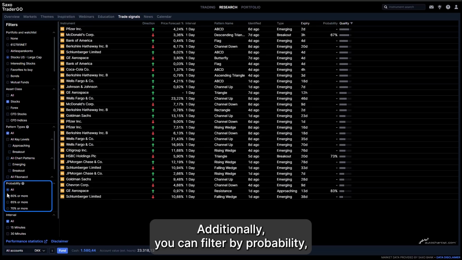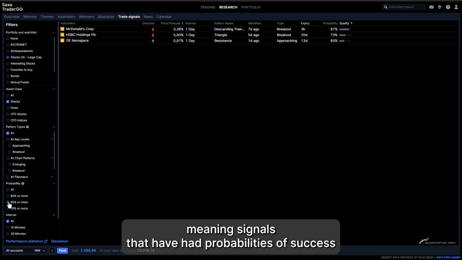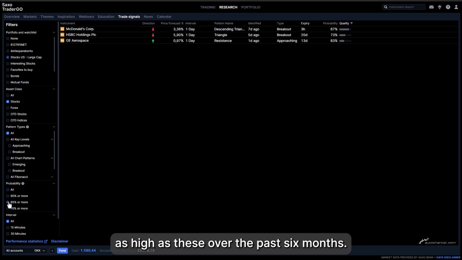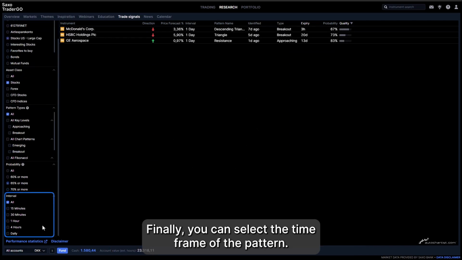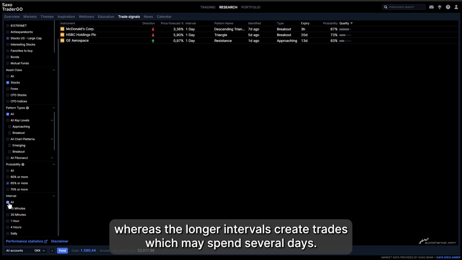Additionally, you can filter by probability, meaning signals that have had probabilities of success as high as these over the past 6 months. Finally, you can select the time frame of the pattern. Shorter intervals create intraday trade opportunities, whereas the longer intervals create trades which may span several days.